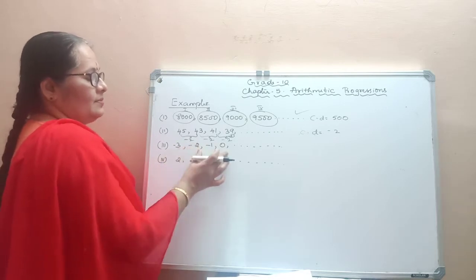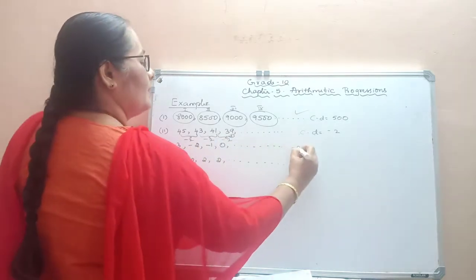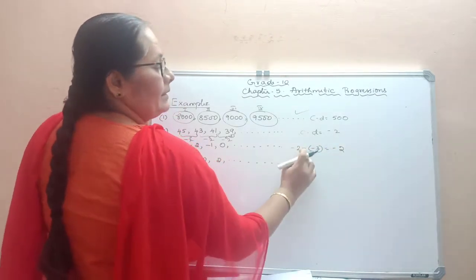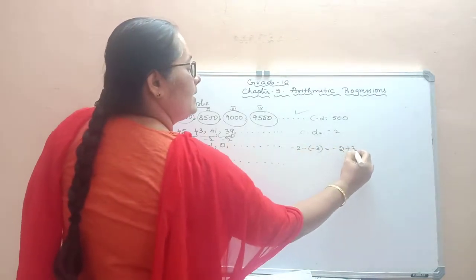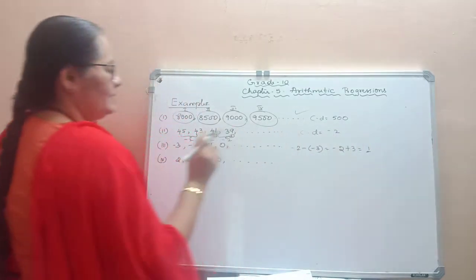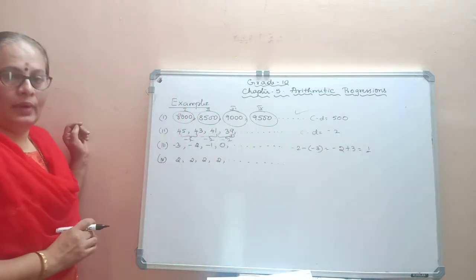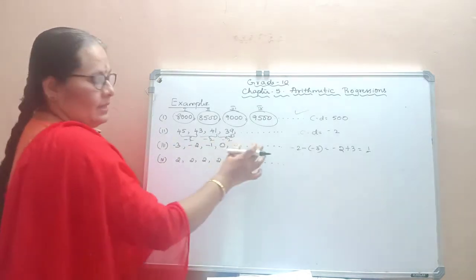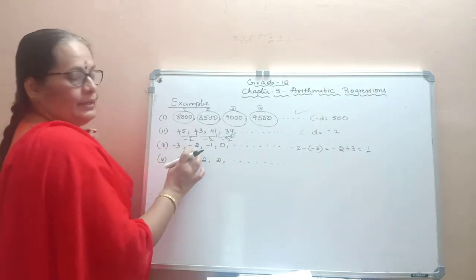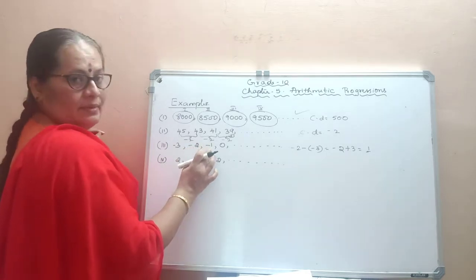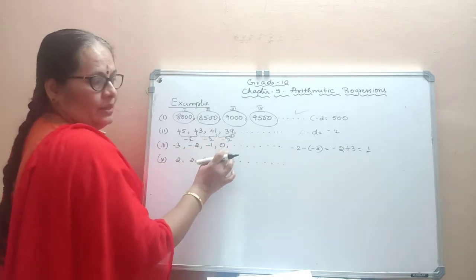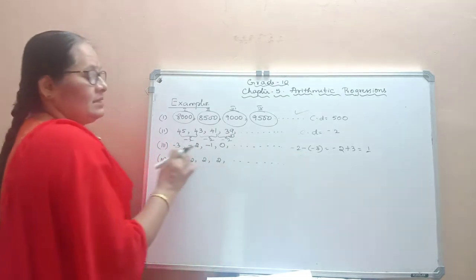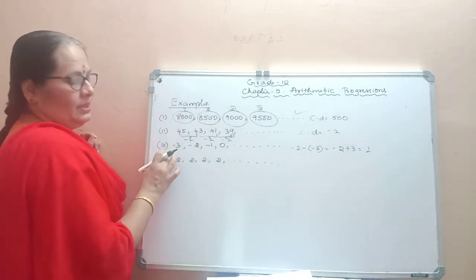So for all the terms, second term minus first term. Minus 2 minus minus 3, minus into minus plus, plus 3, which is 1. What is the common difference here? 1. So the common difference is 1 between minus 3, minus 2, minus 2, minus 1, minus 1 and 0. The difference is 1. Therefore, this sequence is in arithmetic progression.